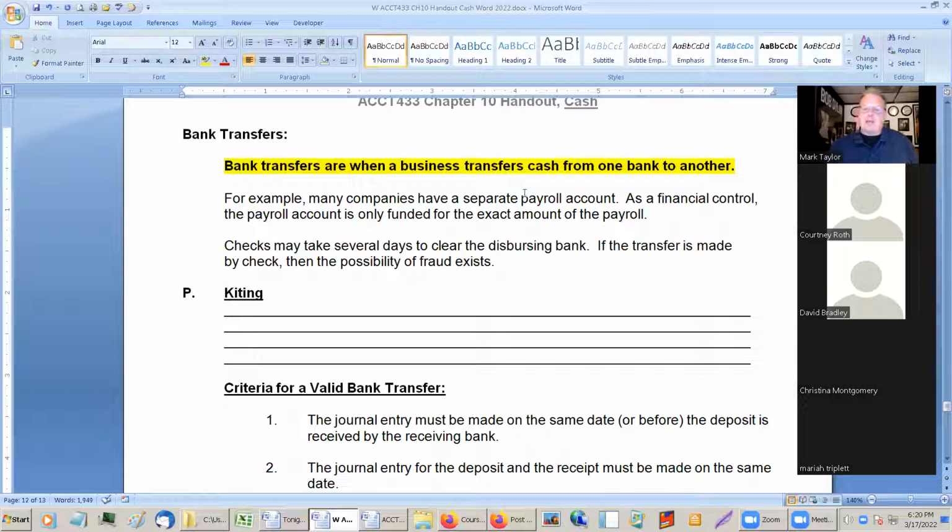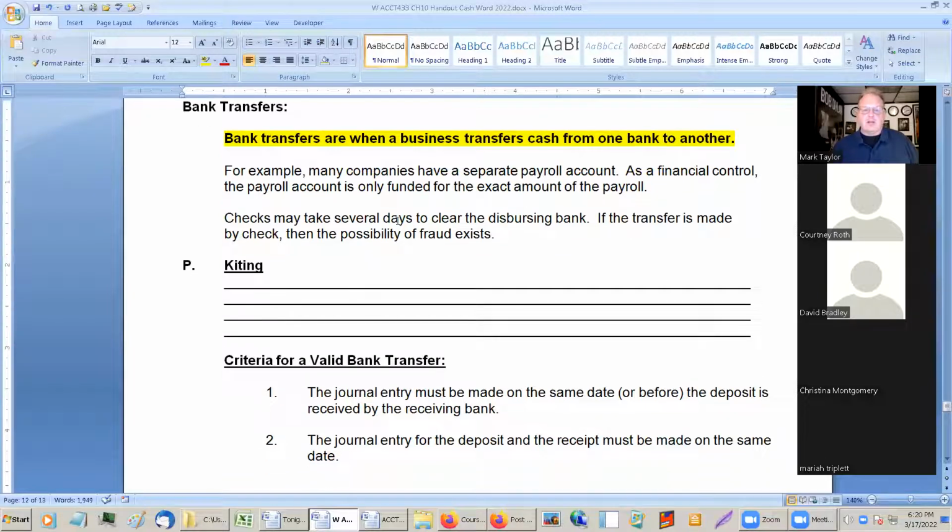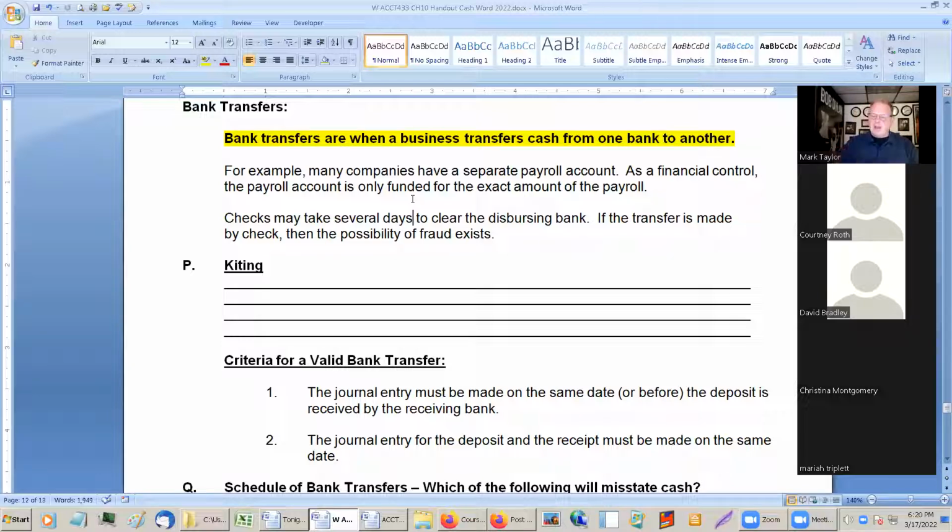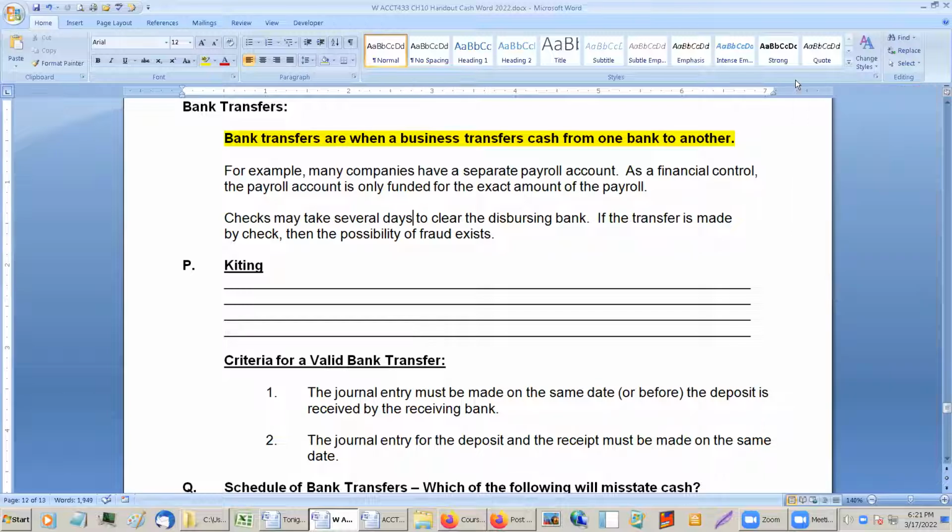For example, I may have a separate payroll account. We just talked about that. As an internal control, the payroll account is only funded for the exact amount of payroll. So checks may take several days to clear the disbursing bank. If the transfer is made by check, the possibility of fraud exists. So notice what would happen. Now, this is only done if they're using two separate banks, which is why a lot of times banks require you to do all your banking through them.